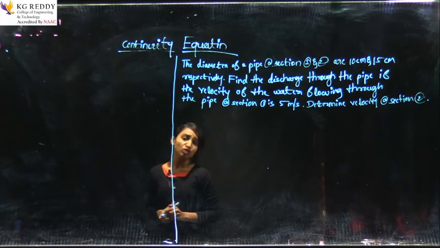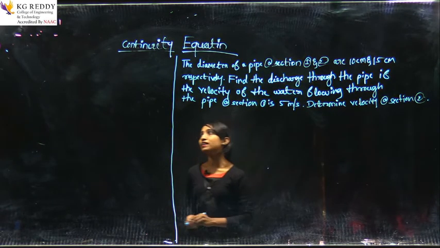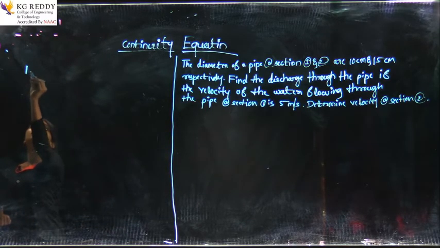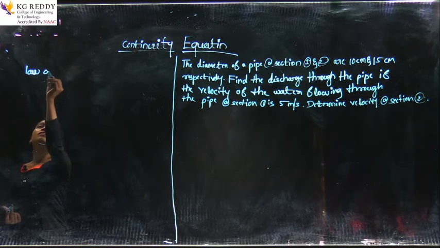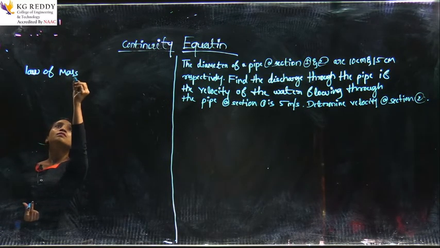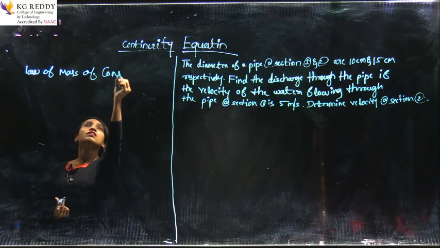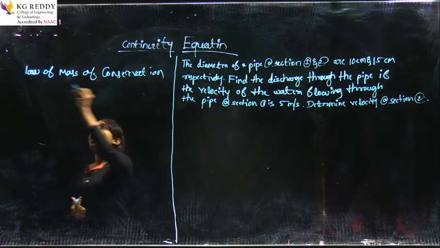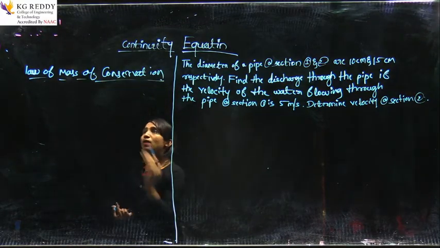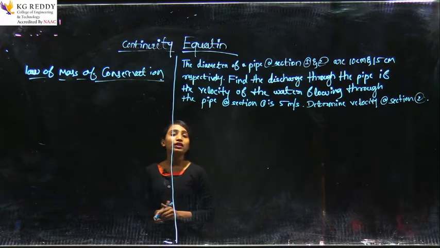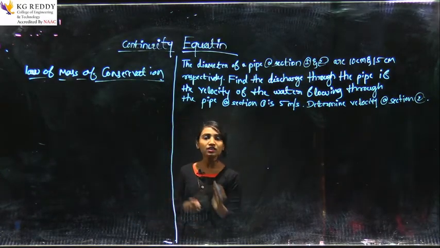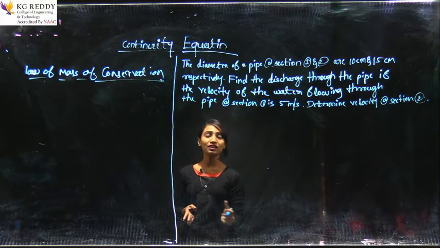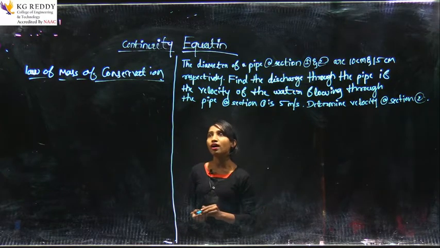The continuity equation, what does it mean exactly? It is related to the law of conservation of mass. As you might know, the law of conservation of mass says that whatever mass enters into the pipe should be equal to the liquid mass that exits.